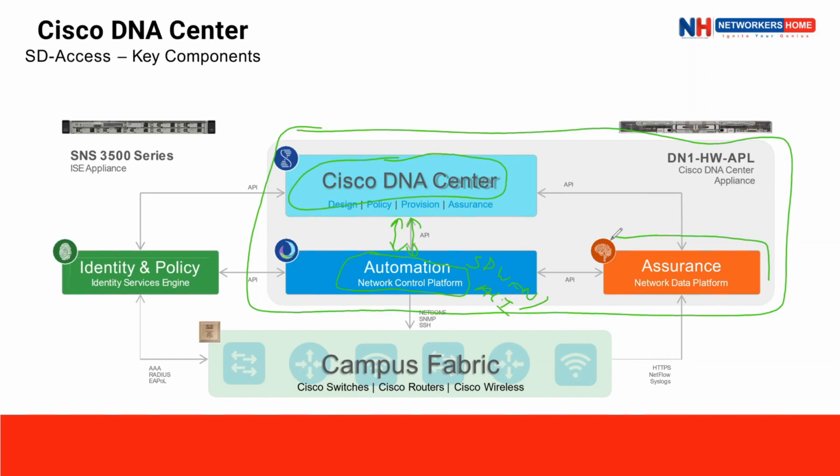This assurance, which is the NDP part, network data platform, communicates with the vManage again via API. This communicates with the actual configuration part, or the automation part, via API. This entire DNA Center communicates with the campus fabric on the protocols which we discussed: NETCONF, SNMP, SSH, and YANG as well.